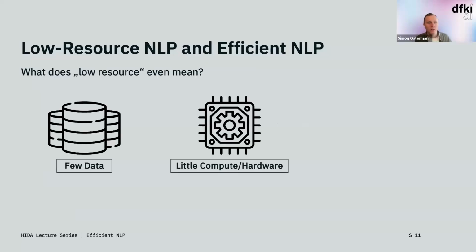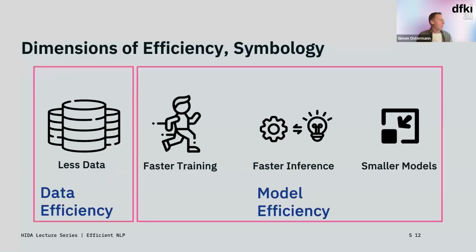So what does low resource mean? Well, it basically means two things. Low resource either means we have very little data and need to make the most out of the available data, or we have very little compute, very little hardware, so we can't train the really big models on our data, but we need to scale down. And in reality, often both cases come together. We don't have lots of data and we don't have powerful hardware.